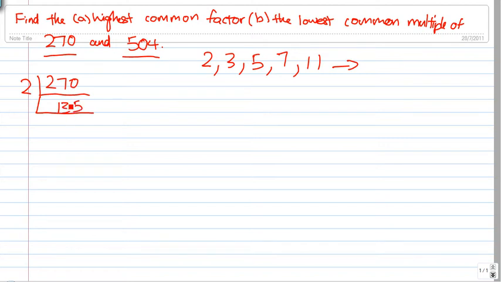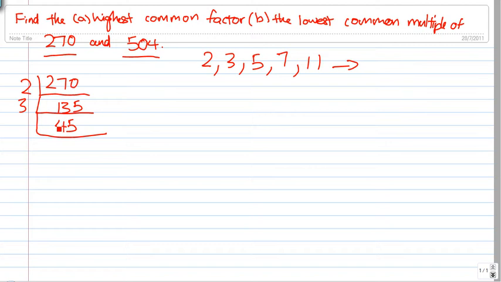135, can it be divided by 2? Nope. So 135 you divide it by 3. You get 45. Can 45 be divided by 3? So you go up the scale of prime numbers. You try 2. If 2 cannot, you try 3. If 3 can't, you do it with 5. If 5 can't, you do it with 7, so on and so forth, until you get a 1.